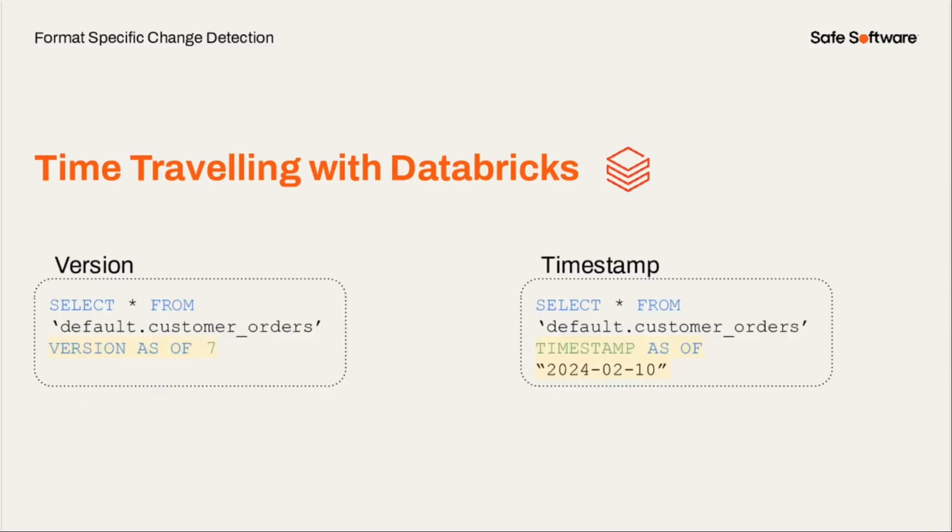Time traveling with Databricks is pretty simple. When you're doing your select statement on your table, you can specify the version number at the bottom there, as well as the timestamp. Either of these methods work, and within the Databricks interface itself, you can see the different versions available and when those changes were made.